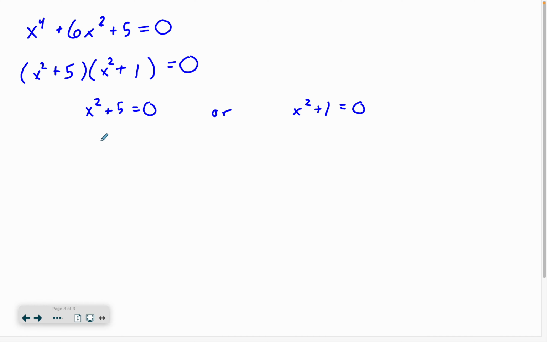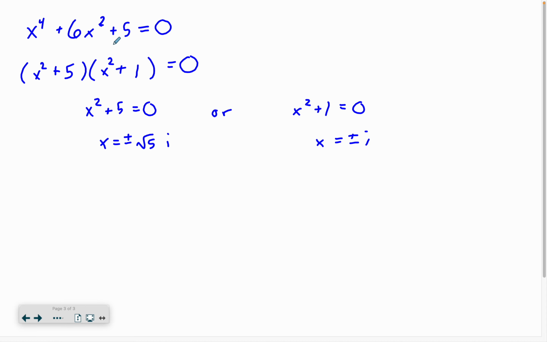Now if you solve this, we get x equals plus or minus the square root of 5 times i. And this is x equals plus or minus i. We have 4 zeros because the fundamental theorem of algebra tells us degree 4 has 4 zeros. However, these zeros here are imaginary, plus or minus, they're conjugates. These zeros here are imaginary, they're also conjugates.